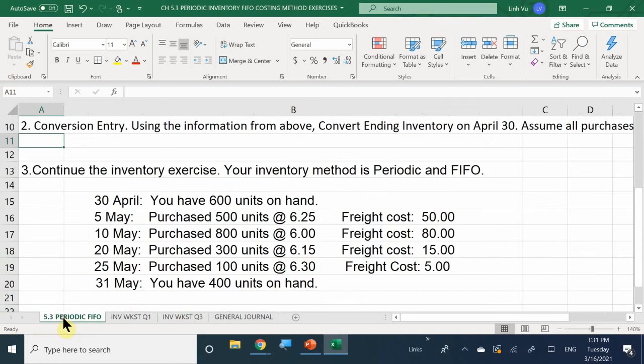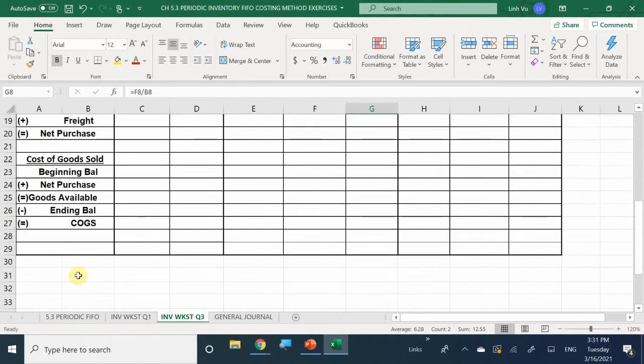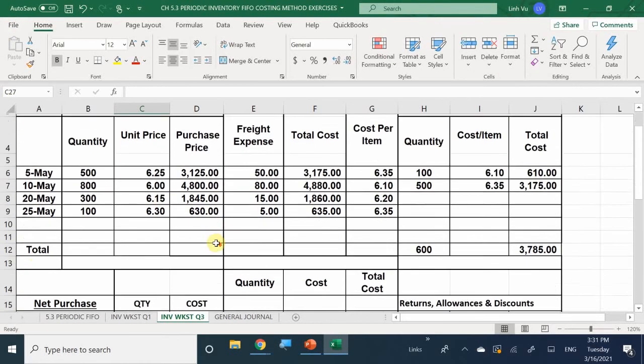Then, last but not least, what's the last thing that happened on May 31st? Someone inventoried everything, and you have a total of 400 units left on hand. Good. So now I have that piece of information. I'm going to scroll down and plug that in, saying that at the end of the day, I should have 400 left. Okay. So now let's go ahead and total up our columns.